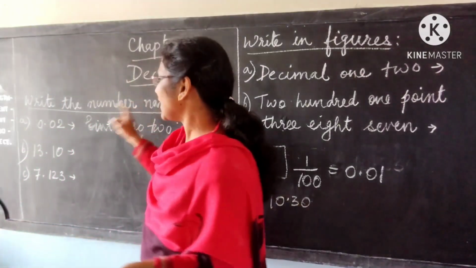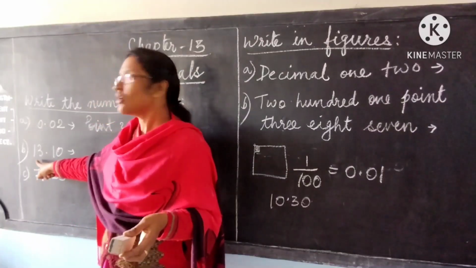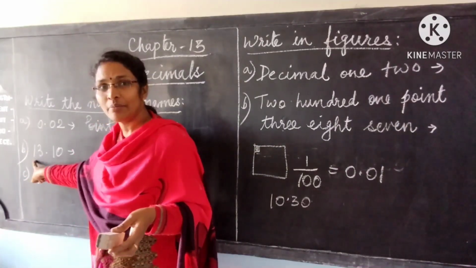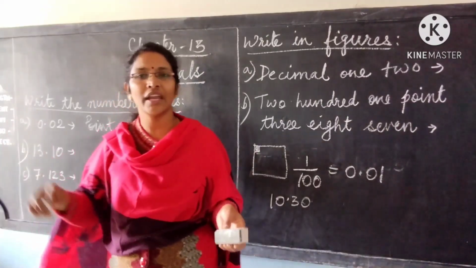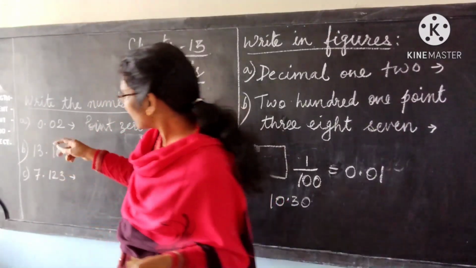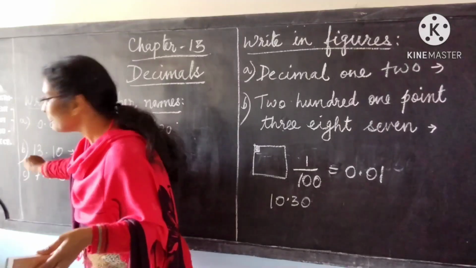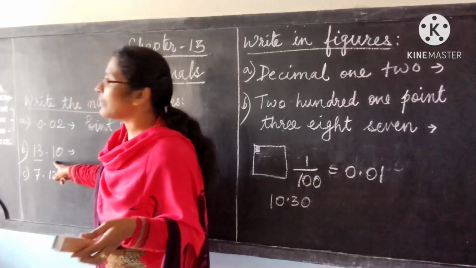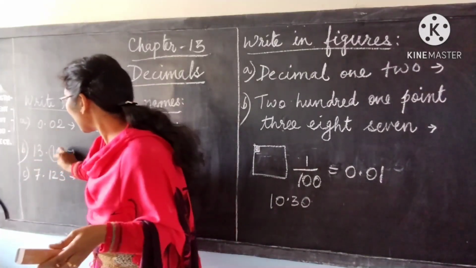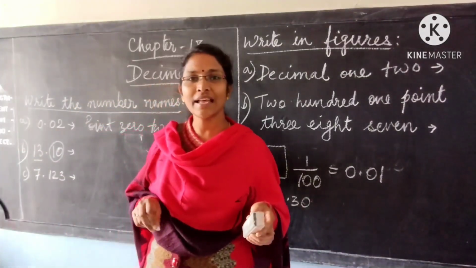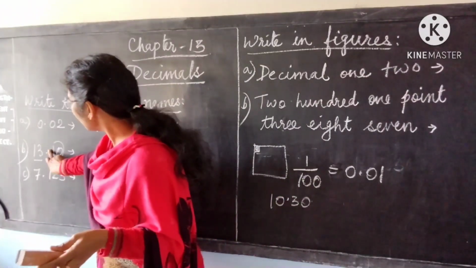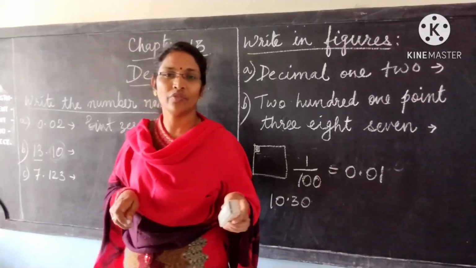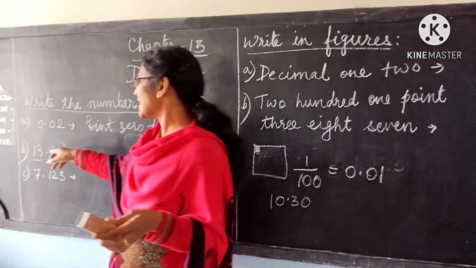Now, next you can see a whole number is written. What is written before the point, before the decimal? That is the whole number. Then the whole number we will read as it is. 13. What is the whole number here? 13 is the whole number here. Then in the decimal part, we don't read it as ten. We will not read it as ten. How will you read it? We will read it digit by digit, as one zero.